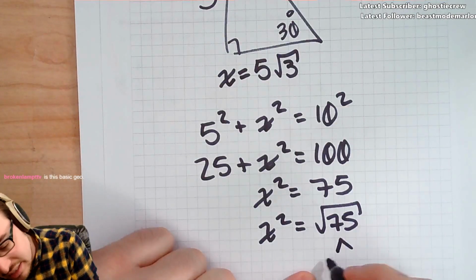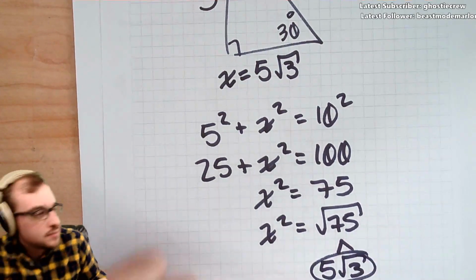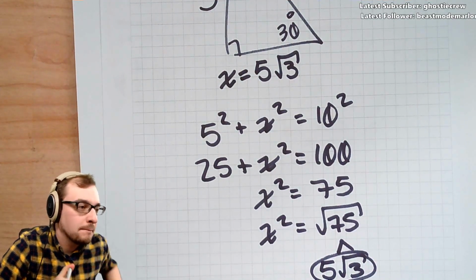You'd break that down and break that down, and what you would get is 5 root 3. Basic geo, yep.